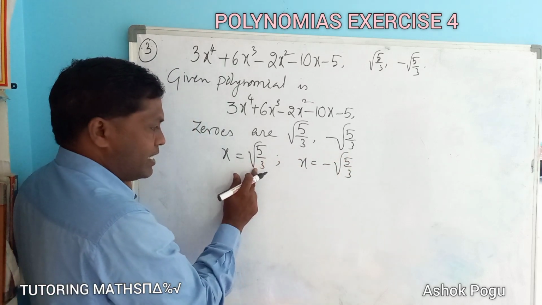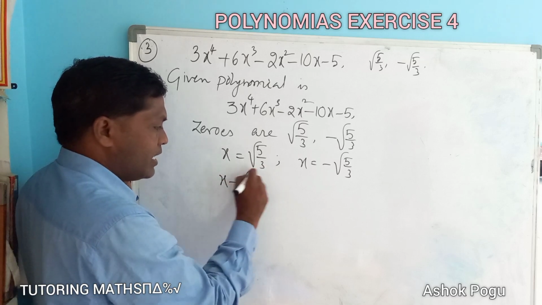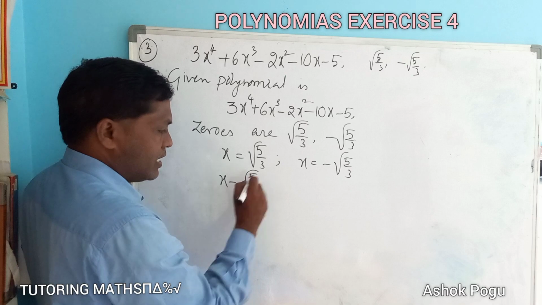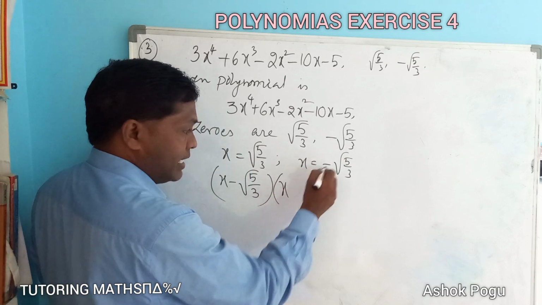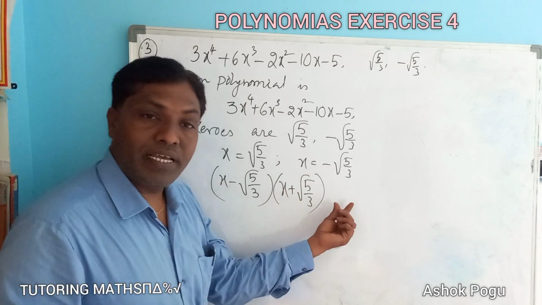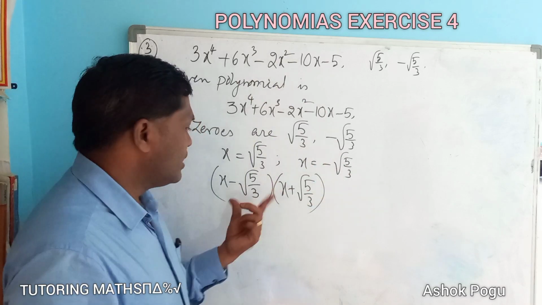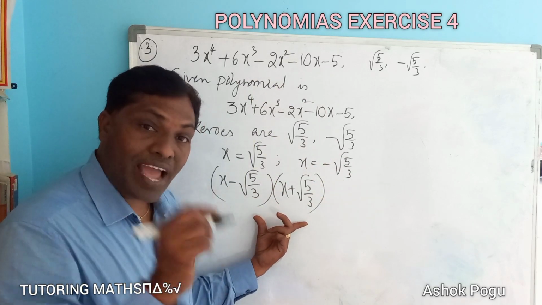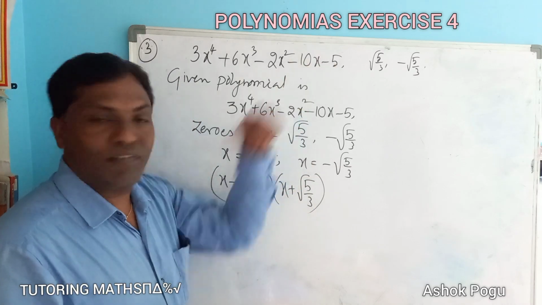Yes, this plus becomes minus when you shift to the left side. We get x minus root 5 by 3 and x plus root 5 by 3 will be zeros of this polynomial. If they are zeros, these expressions are the factors. If these are the zeros, these will be the factors of the given polynomial.